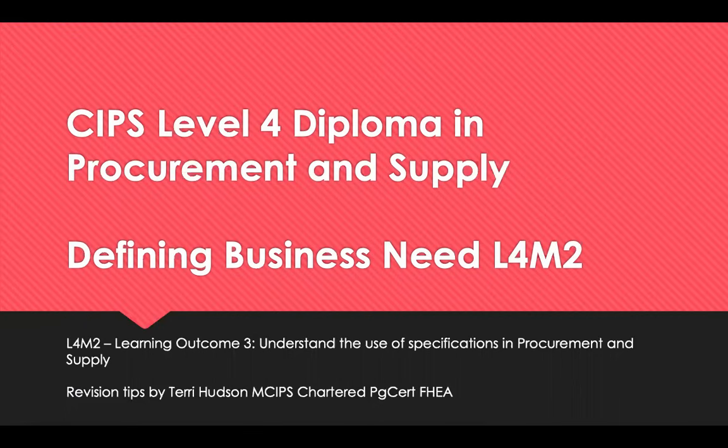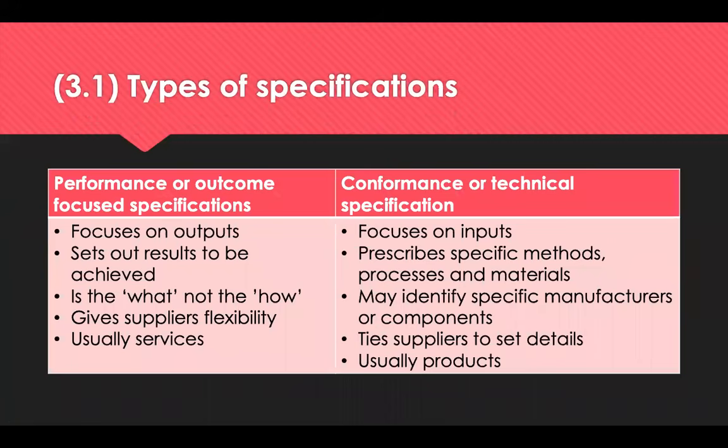This is Module 2, Defining Business Needs, and it's Learning Outcome 3, which is to understand the use of specifications in procurement and supply. So we're going to look at the different types of specifications, and let's start with performance and conformance. Specifications are an integral part of procurement, and I often refer to them as the heart of the contract. There are two types of specification: performance, also known as outcome focused, and conformance, also known as technical.